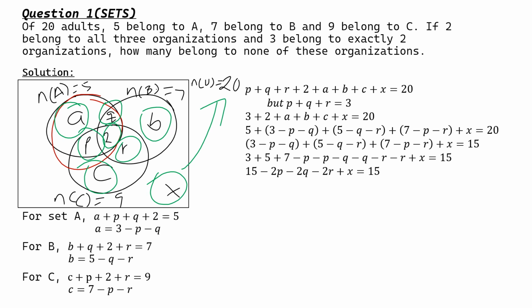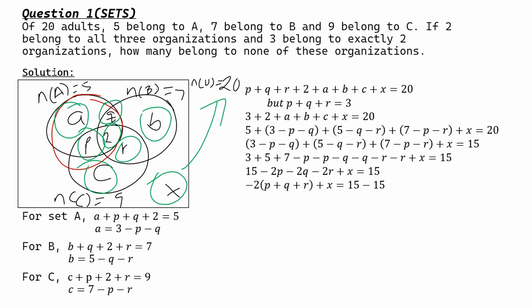But we don't know the values of p, q, and r. So how do we solve this question? That's something to think about. But from the question, it says 3 belong to exactly 2 organizations. And we know P plus Q plus R equals 3.